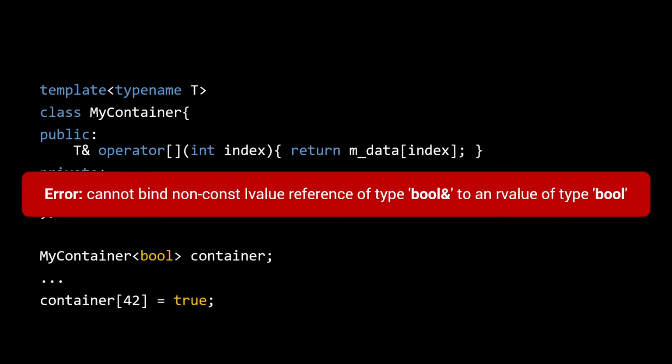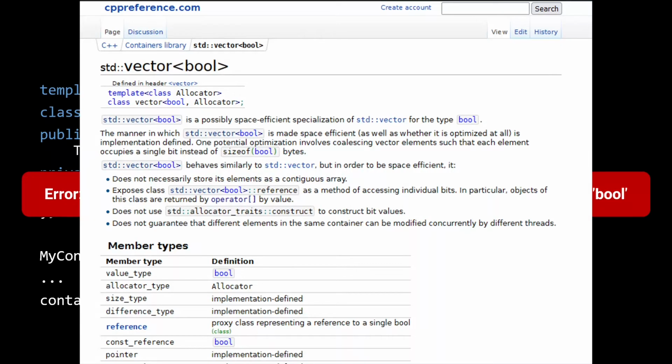Let's check how the vector of bool is defined on cppreference.com. So here we find that vector of bool is different than other vectors, because it uses some space-efficient way of storing the booleans, basically using only a single bit for every value. But since you of course cannot return single bits, the reference type, which is what is returned from your subscript operator, actually returns a proxy class. And this proxy class is of course returned by value.